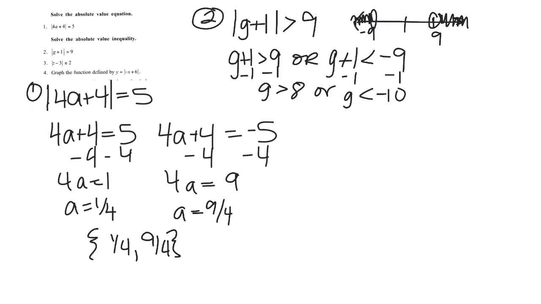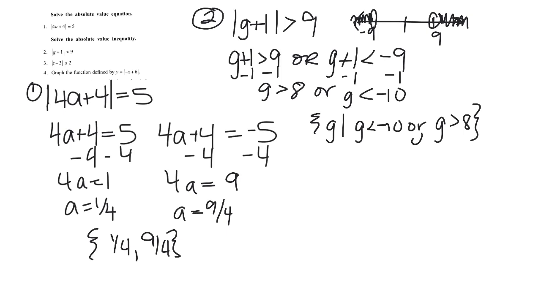And in our set notation, it looks like this, g such that g is less than negative 10, or you could use the union symbol, g is greater than 8. And that's your answer for number 2.